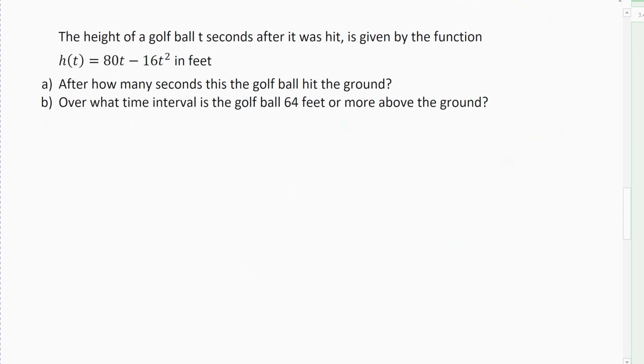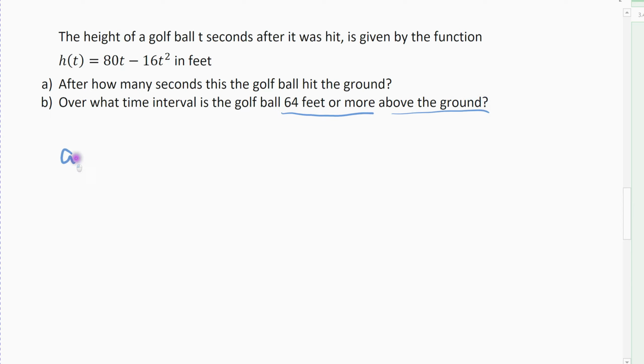Now this one's a little easier because it's already set up. This is again our height one, a common one in physics. The height of the golf ball after t seconds is given by the function 80t minus 16t squared, in feet. After how many seconds will the golf ball hit the ground? Over what time interval is the golf ball 64 feet or more above the ground?